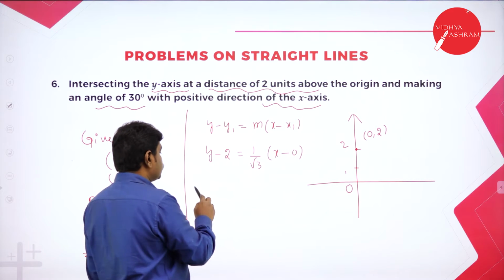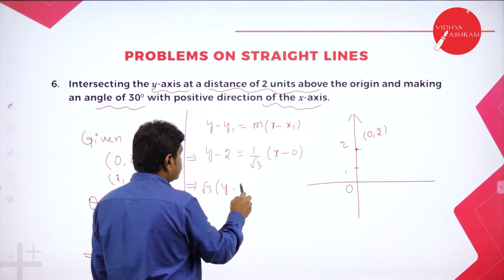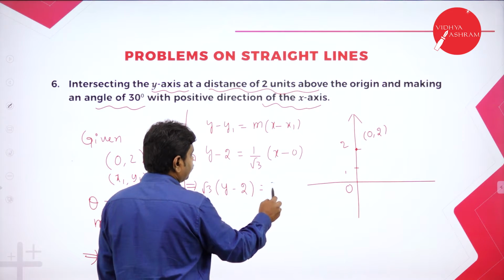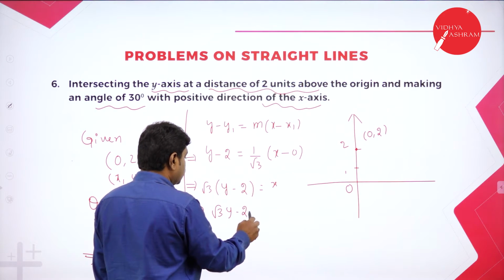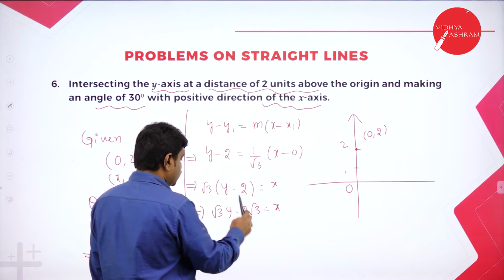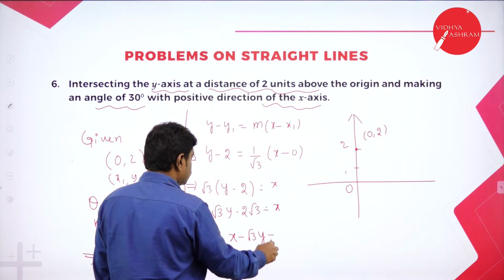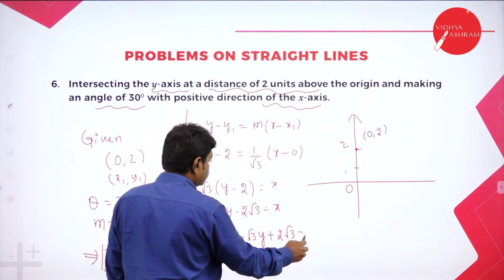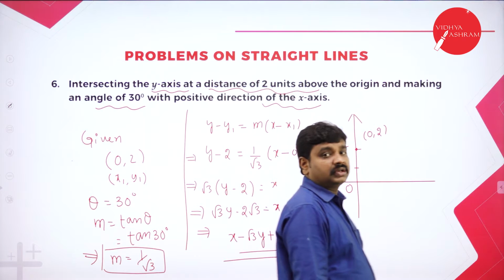Simplify this, bring this to this side. That implies root 3 into y minus 2 is equal to x. Rearrange: root 3 y minus 2 root 3 is equal to x. Transfer all terms to that side. So x minus root 3 y plus 2 root 3 is equal to 0. This is the required line equation. I hope all of you got this.